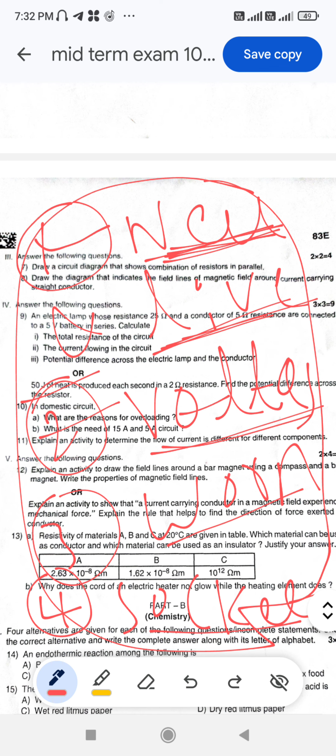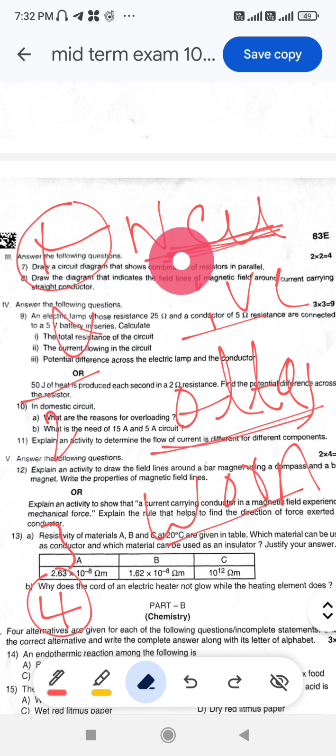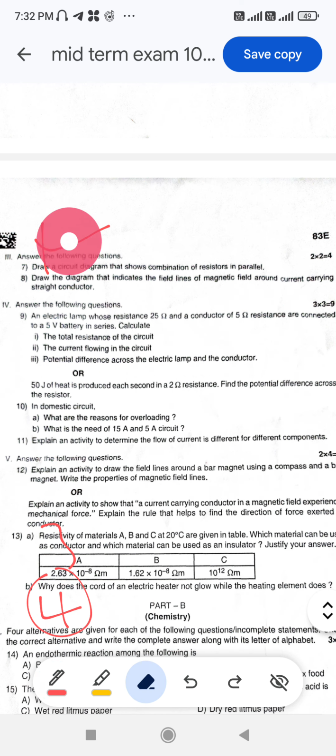Direct contact of the neutral wire and live wire, increase in the voltage, worn out insulation of the wires like the neutral wire and live wire, and the fourth one, too many appliances connected in a single socket. These are the main reasons for overloading, right?